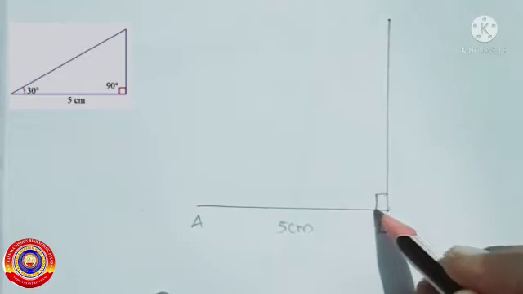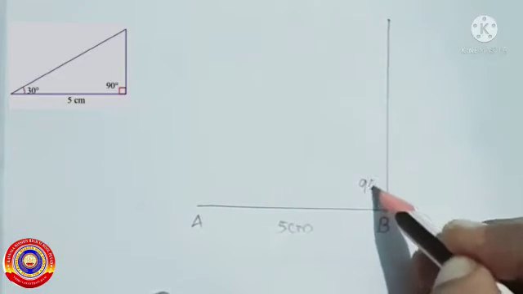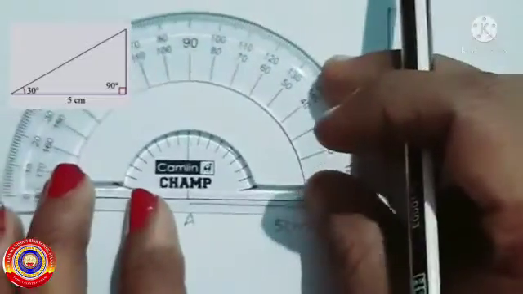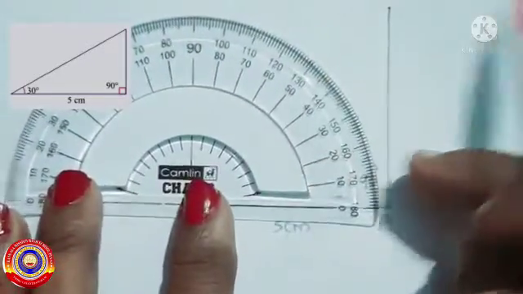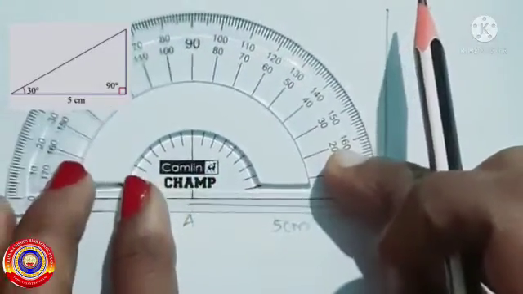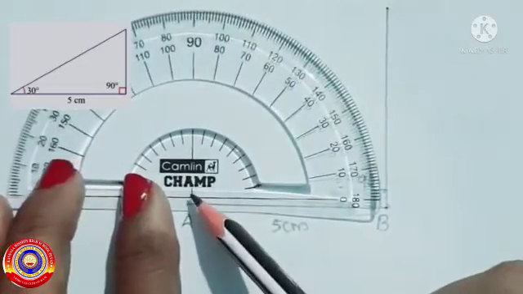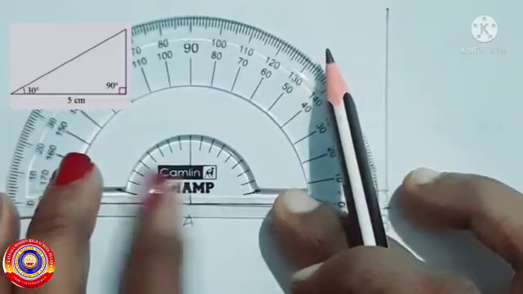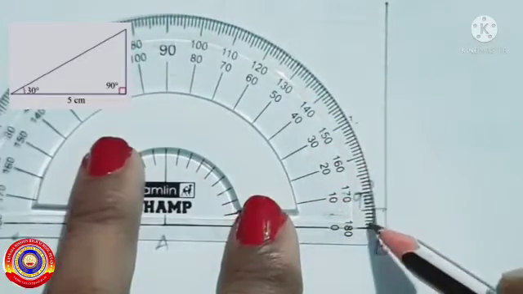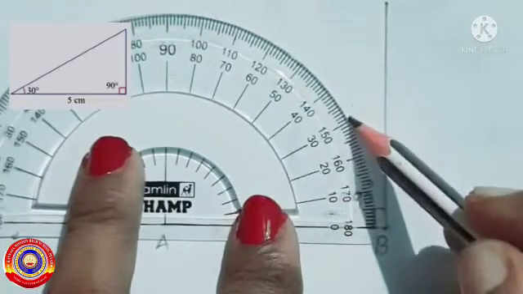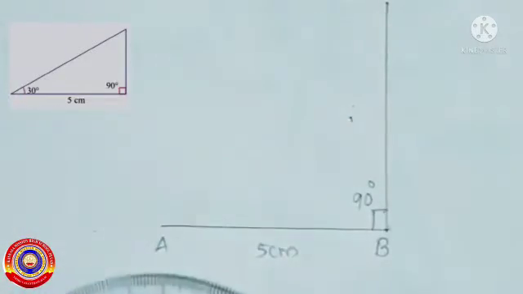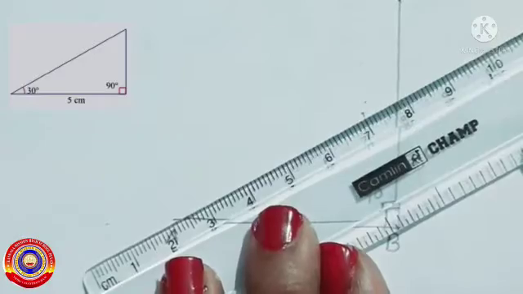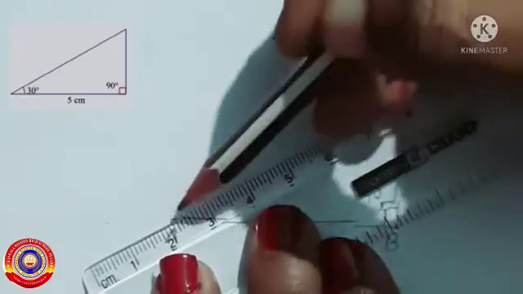Write the angle measure 90 degrees. Now take the protractor and from the point A, draw an angle of measure 30 degrees. Place the protractor on line AB such that the center point of the protractor meets the point A. Then mark a point at 30 degrees in the inner scale. Now draw a line joining these 2 points.